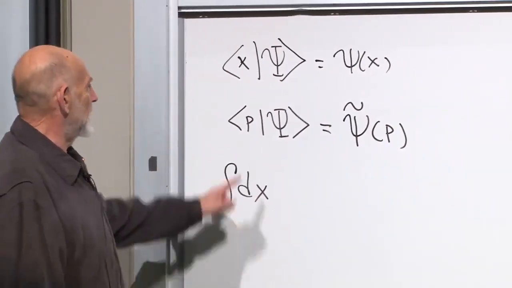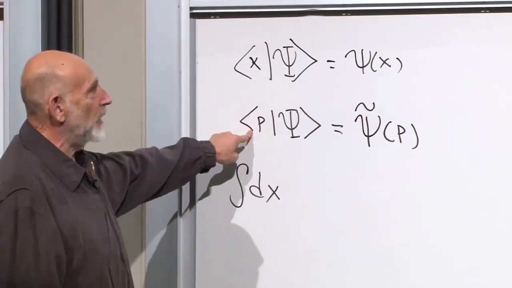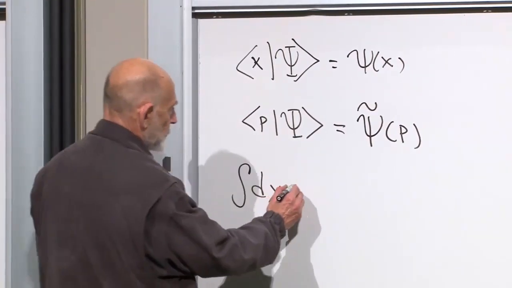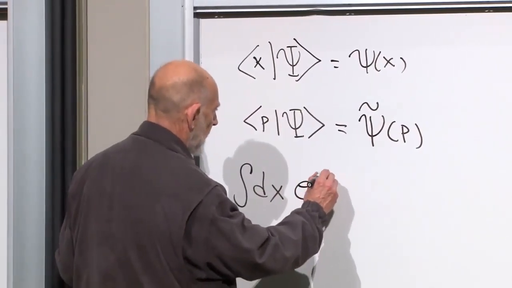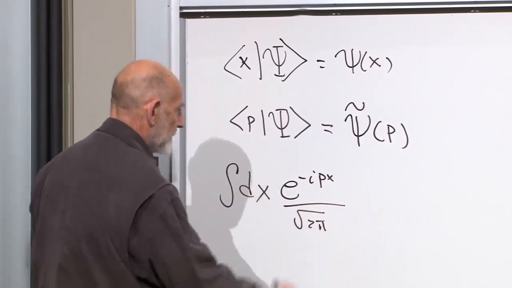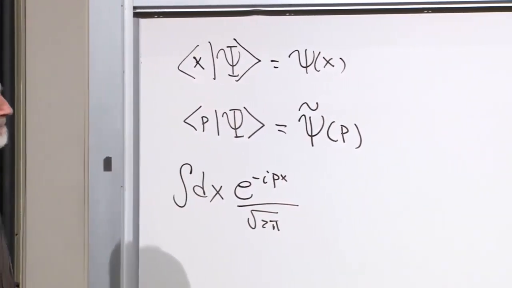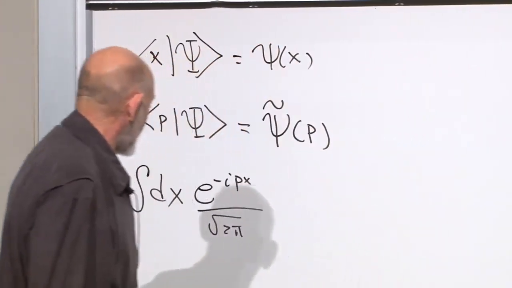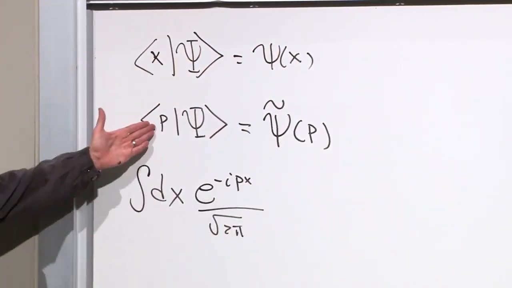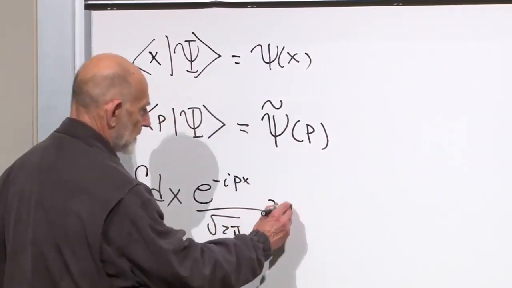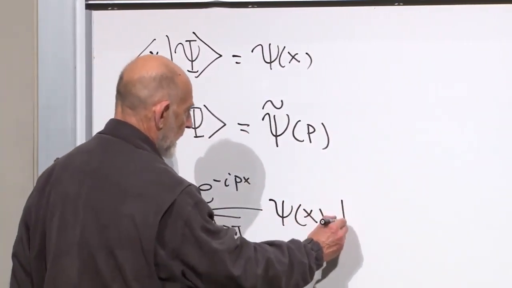Okay, so I want the inner product with p. Well, I know the wave function of p in the position basis. It's just, what is it? It's e to the minus i px over the square root of 2 pi, if I remember right. That's what we wrote down for psi sub p of x. That's this guy over here. And then we have to multiply that by psi of x and integrate.